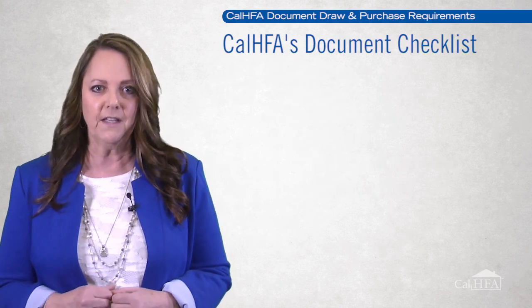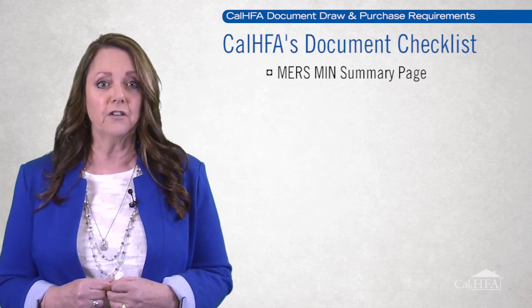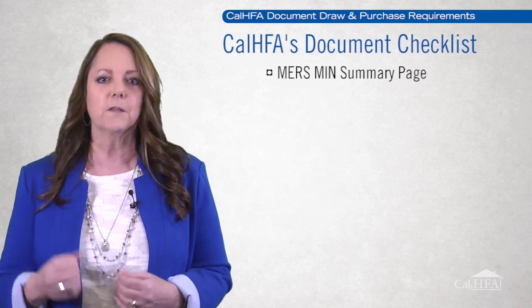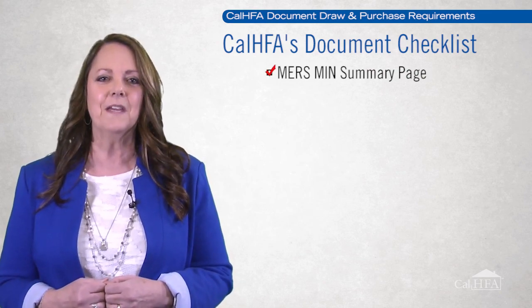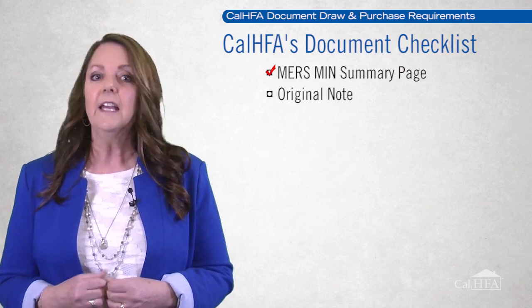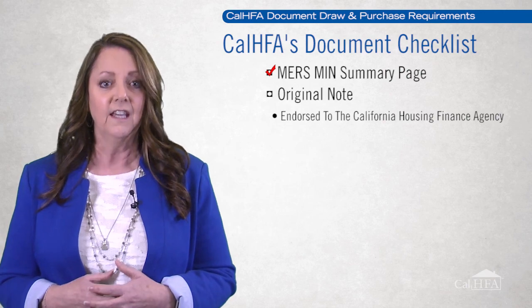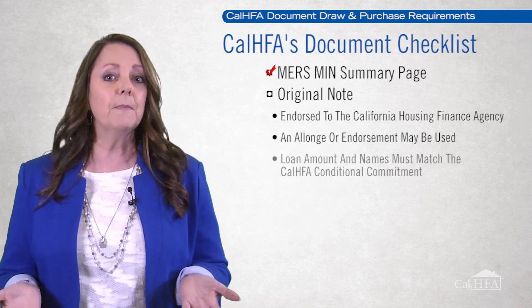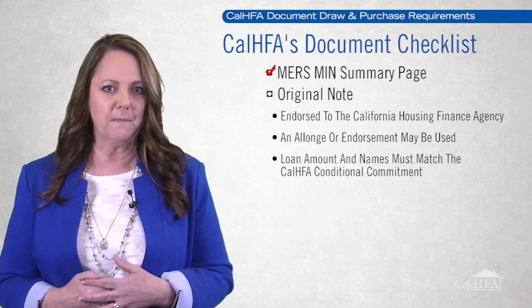The first document on the checklist is regarding MERS. The lender will generate the MIN number for each subordinate loan and register it into MERS. We need the MIN summary page. The next document we need is the original note. It needs to be endorsed to the California Housing Finance Agency, and an allonge or endorsement may be used. The loan amount and the names must match the CalHFA conditional commitment.